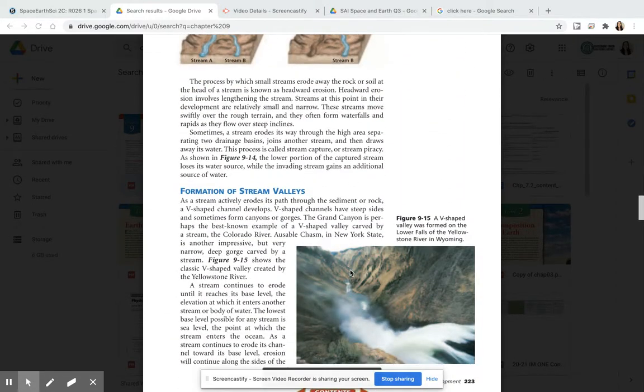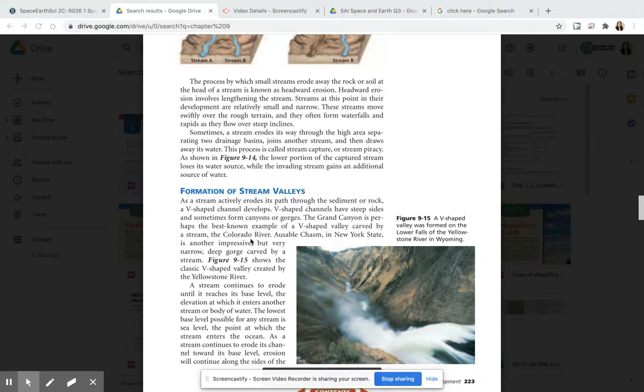The process by which small streams erode away the rock or soil at the head of a stream is known as headwater erosion. Headwater erosion involves lengthening the stream. Streams at this point in their development are relatively small and narrow. These streams move swiftly over the rough terrain, and they often form waterfalls and rapids as they flow over steep inclines.